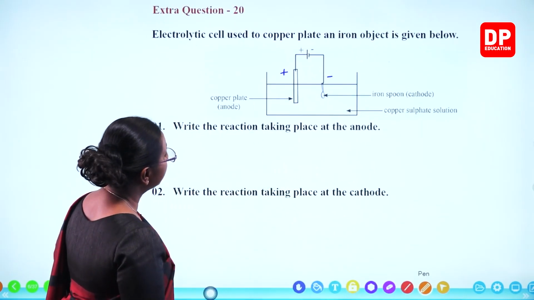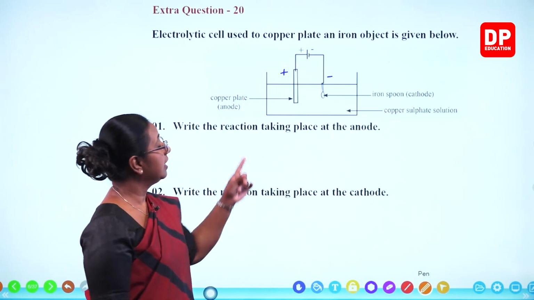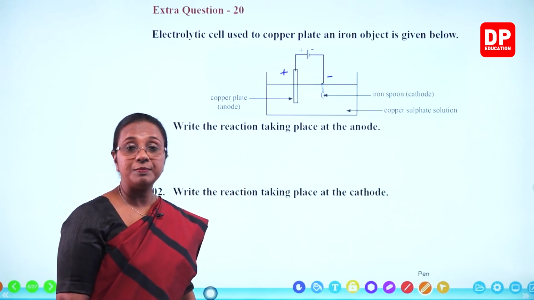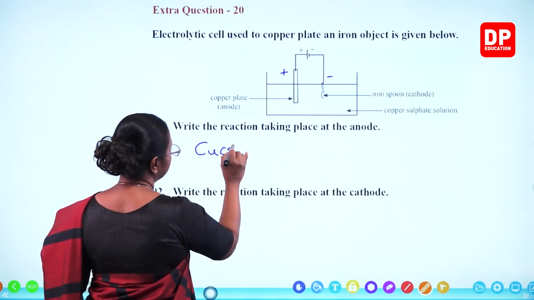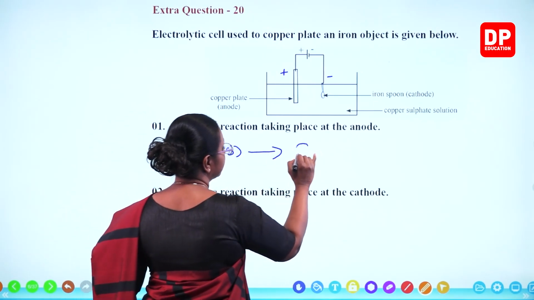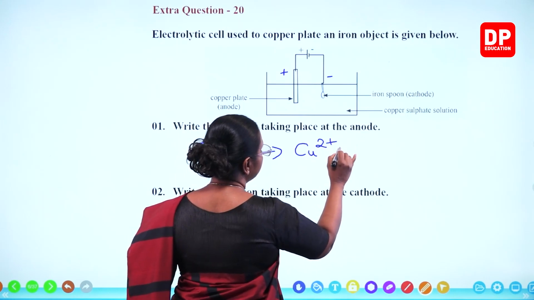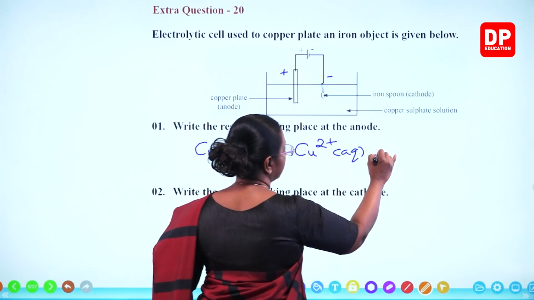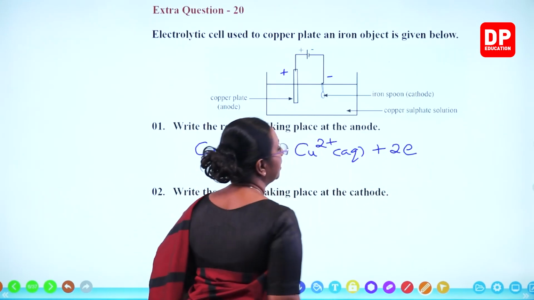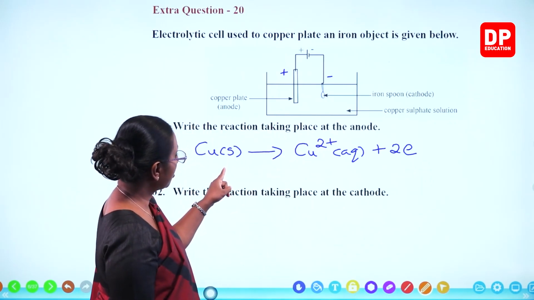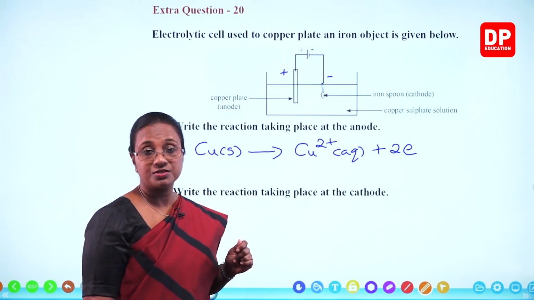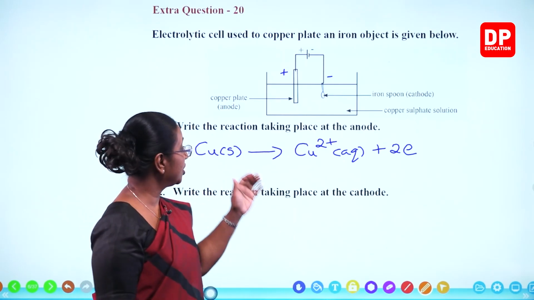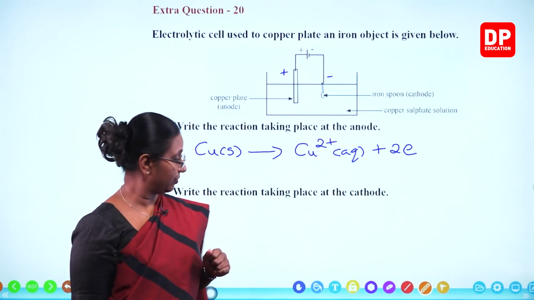Write the reaction taking place at the anode. Near the anode, what happens? The copper plate dissolves. So solid copper gets oxidized to form Cu2+ aqueous, with a loss of 2 electrons. So Cu(s) becomes Cu2+(aq), losing 2 electrons. That is the oxidation taking place at the anode.